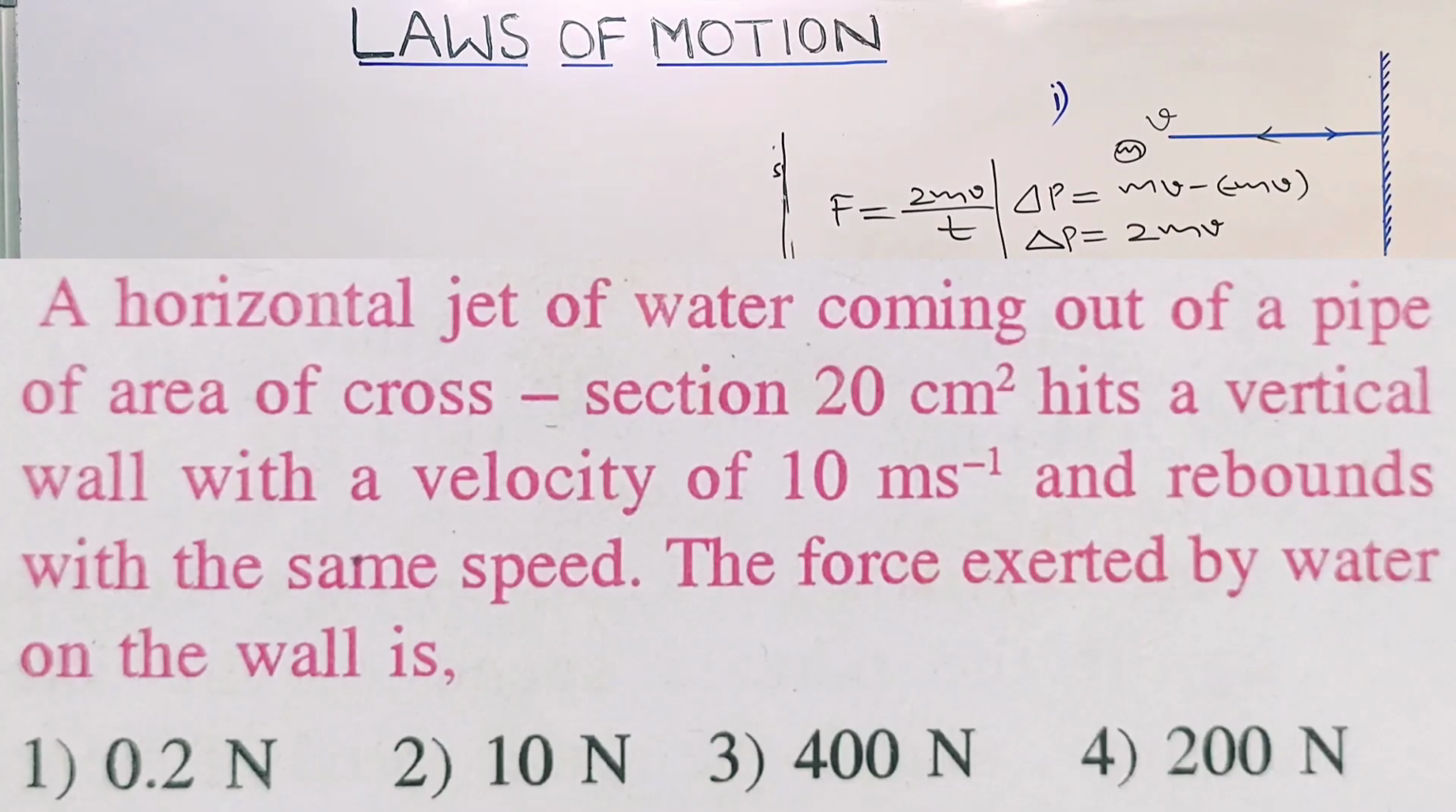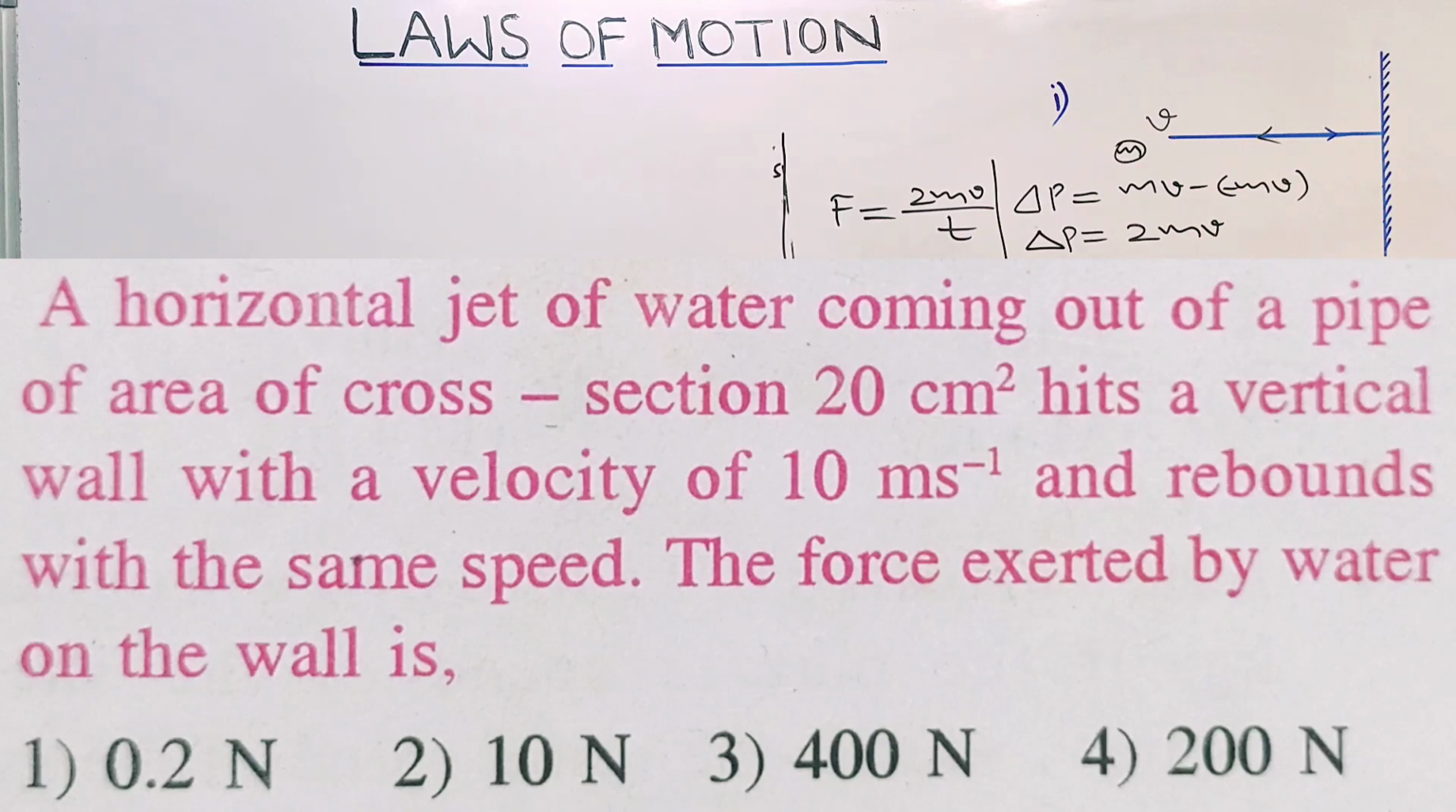A horizontal jet of water coming out of a pipe of area of cross section 20 centimeters square hits a vertical wall with a velocity of 10 meter per second and rebounds with the same speed. The force exerted by water on the wall is.